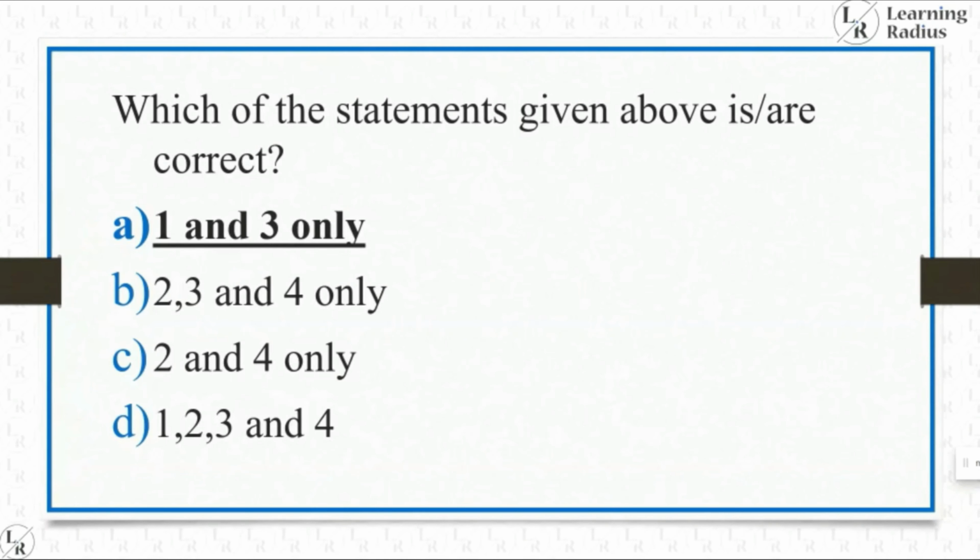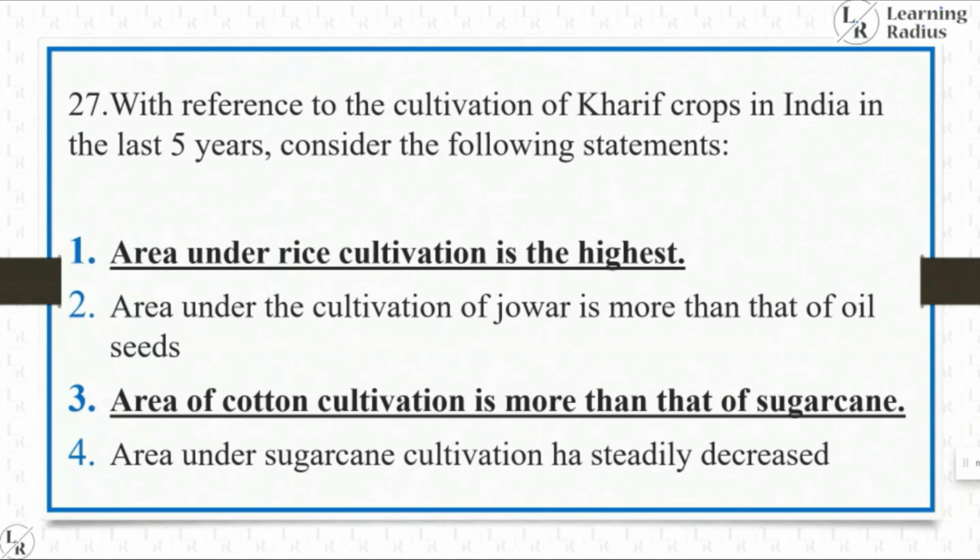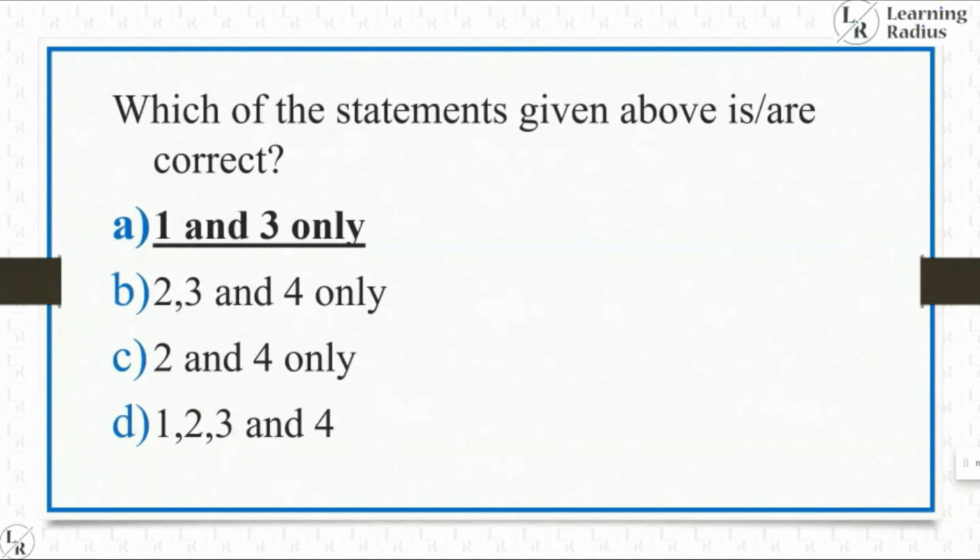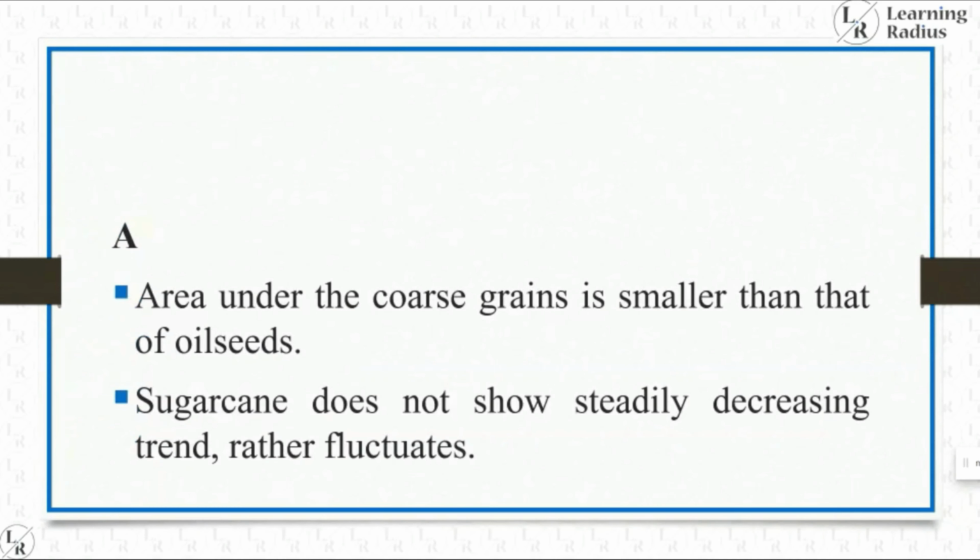Now, area under the coarse grain is smaller than that of oilseeds, and sugarcane does not show a steadily decreasing trend. It rather fluctuates. So obviously, the second and fourth statements are wrong, and 1 and 3 are right. Let's come to the next question.